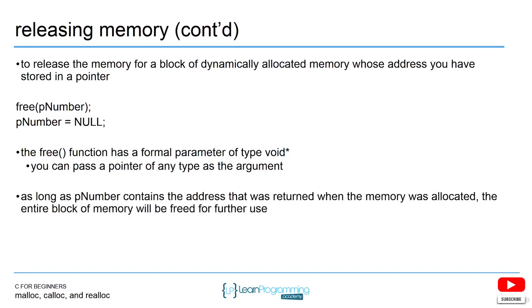As long as p number contains the address that was returned when the memory was allocated, the entire block of memory will be freed for further use. Other programs can use that memory. Your program can now use that memory.